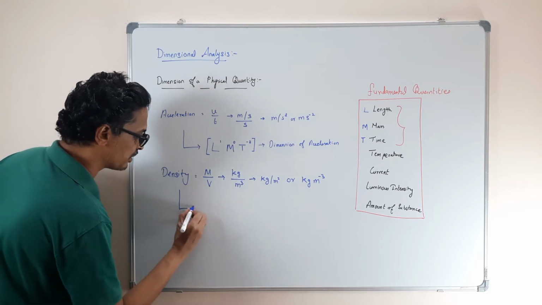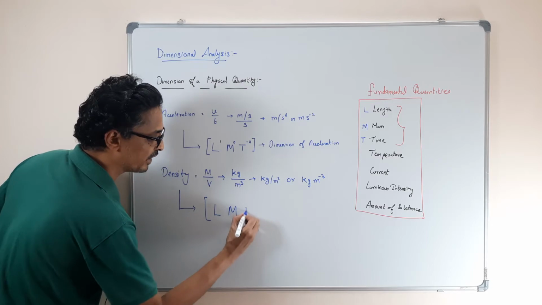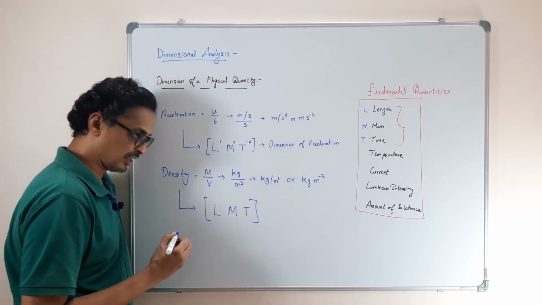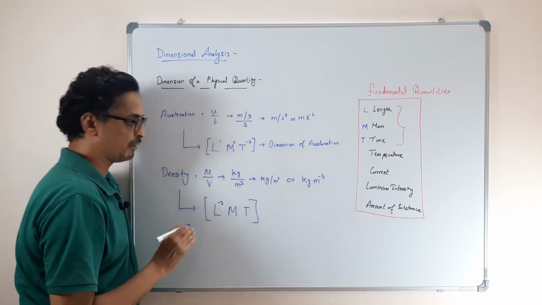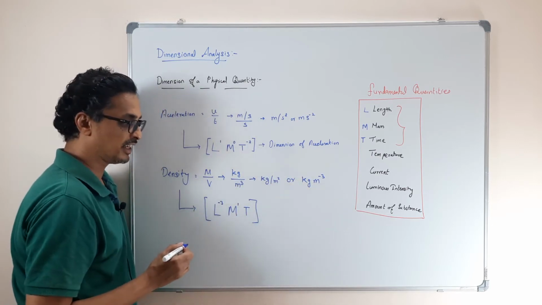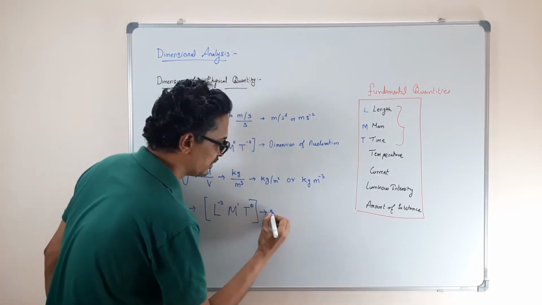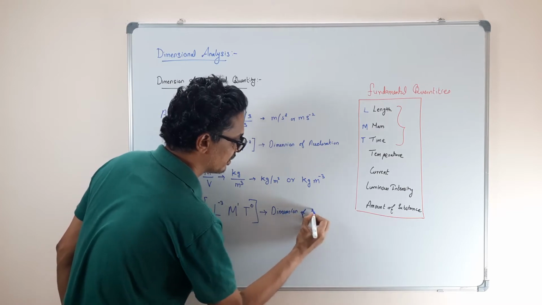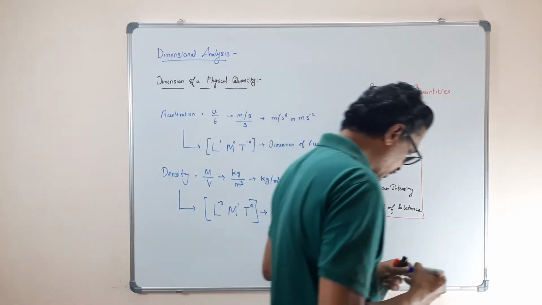Therefore, what will the dimension of density be? First you have to write L, M and T. Now tell me, what is the power of L? Correct, minus 3, because this is minus 3 meter. And M? 1, very good, because kg. Is there any time? Therefore 0. So this is the dimension of density.